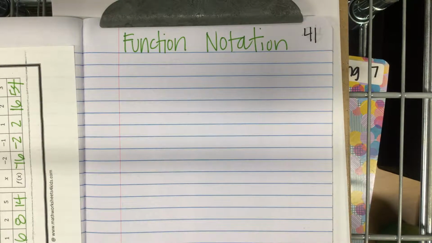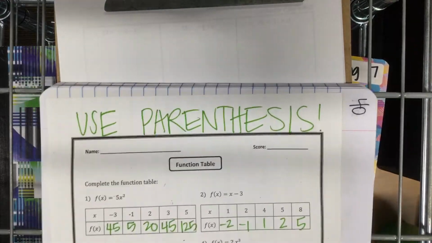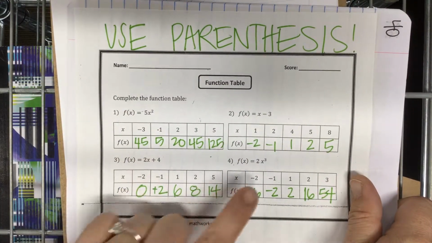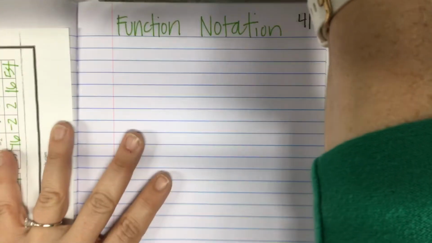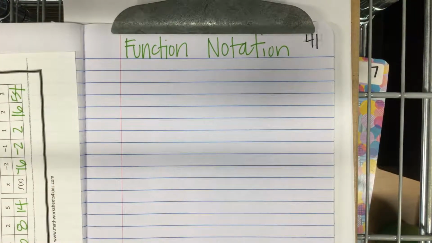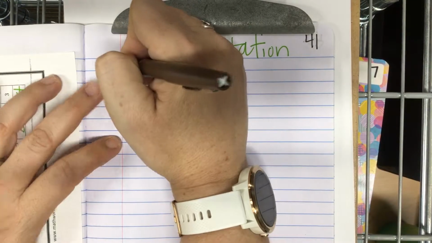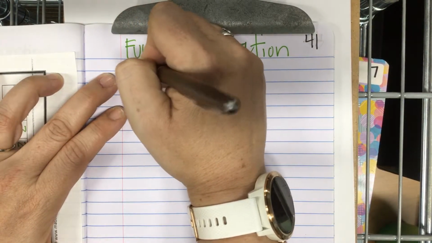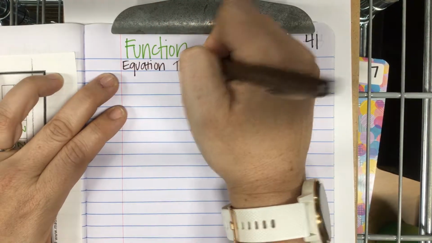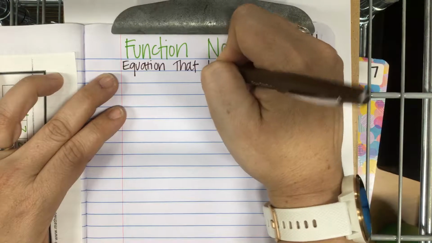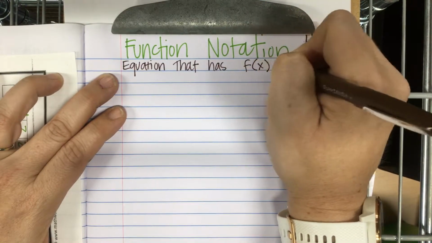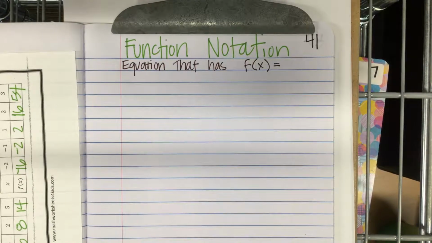Function notation, which we just practiced. These equations are written in function notation, asking us what is the function, what is the job, what happens when you substitute for x. So it's pretty easy. You can just think of it as an equation that has f of x equals. You're doing something mathematically. It's an equation because there's an equal sign, and it starts with f of x equals.